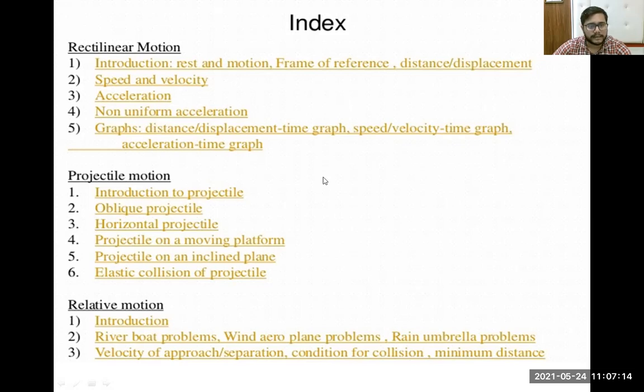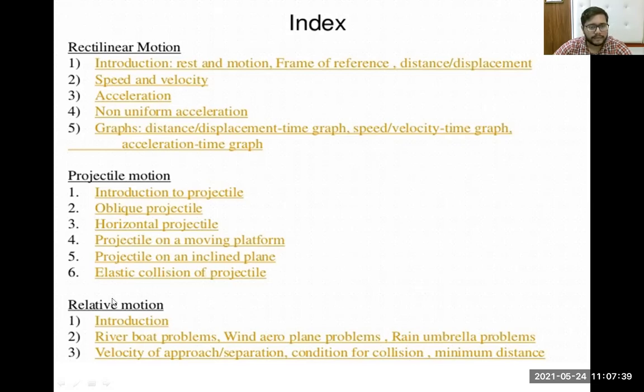Okay, and after that, in the projectile portion, we will discuss the various projectile motions, starting from the introduction to projectile, then oblique projectile motion, horizontal projectile motion, projectile on a moving platform, projectile on an inclined plane, and then we will discuss some of the collisions related to projectile motion.